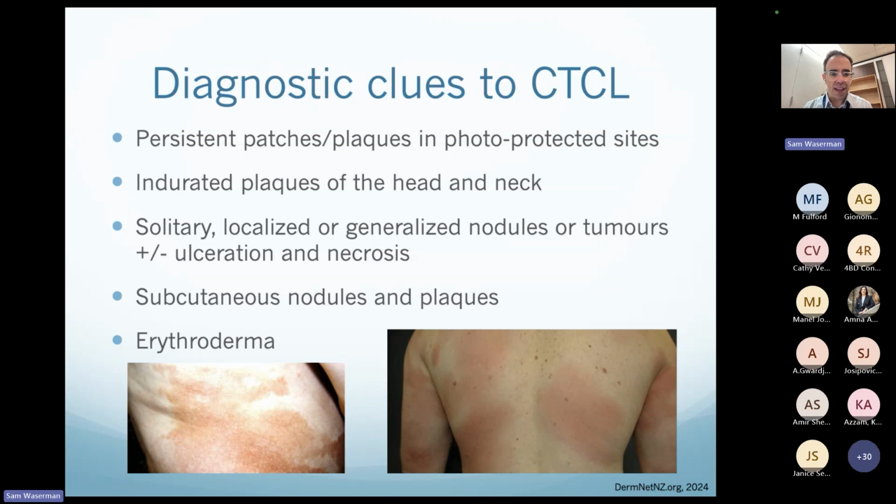But the way CTCL presents is these persistent patches and plaques in photoprotected sites. Where they're on the head and neck, they can be indurated, and there they also tend to have accompanying what they call a cigarette paper type scale. They can be patches or plaques, and then they can evolve into generalized nodules or tumors, ulcerations, and necrosis as it becomes more advanced. And then rarely it can evolve into erythroderma.